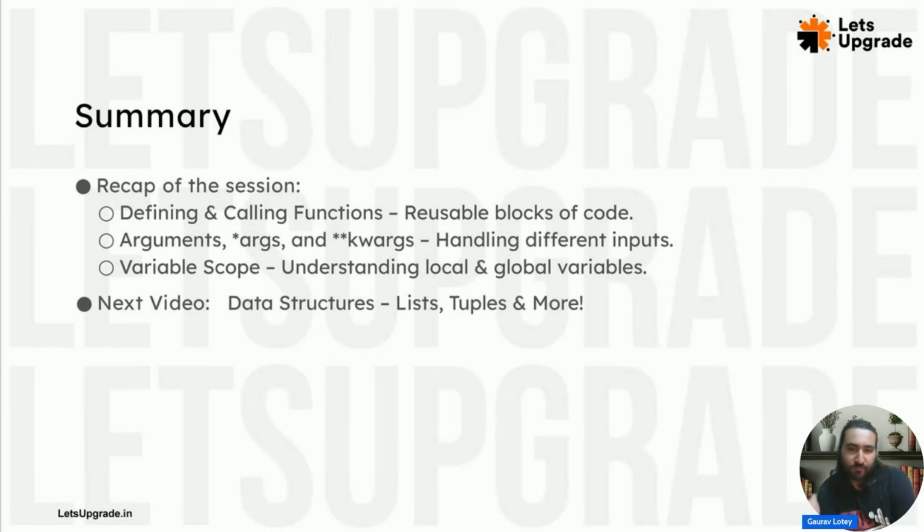So let us recap what we have learned. We understood how to define and call functions, the importance of arguments, and how args and kwargs can help our life while maintaining the dynamic nature of variables or parameters. Okay. The role of scope of variables, how we can define a variable inside a function known as local, or we can use global variables.